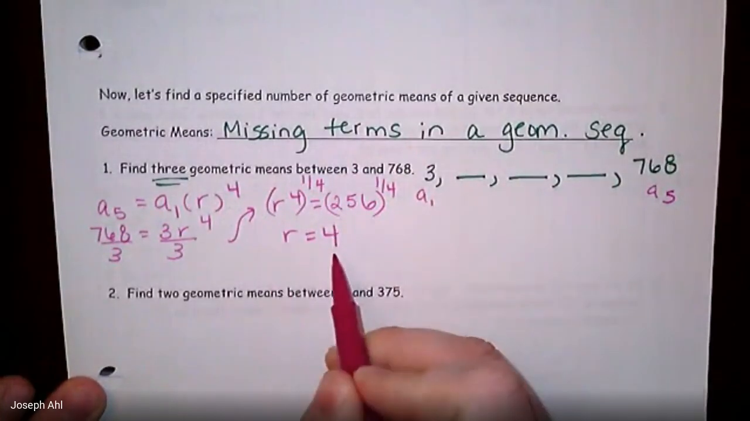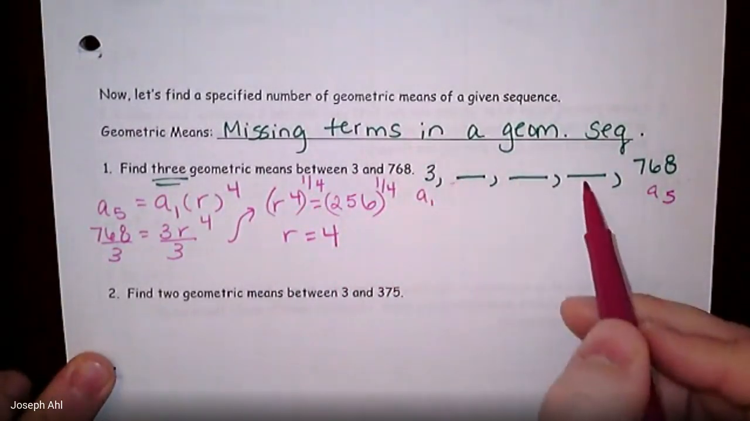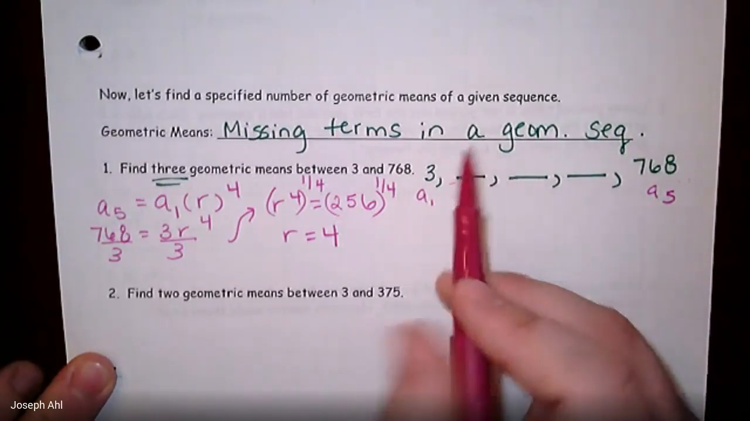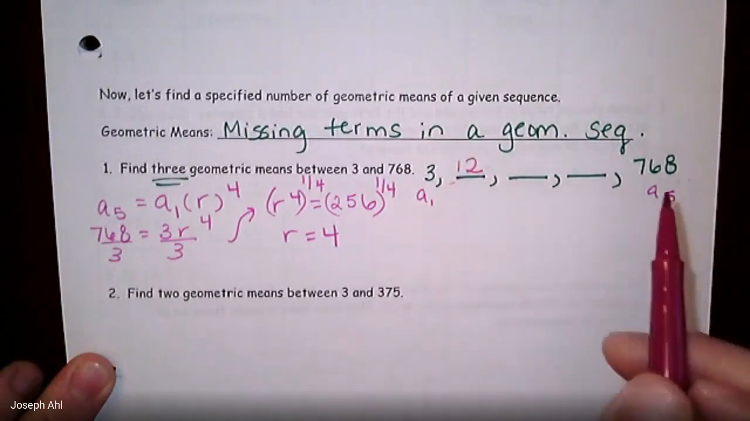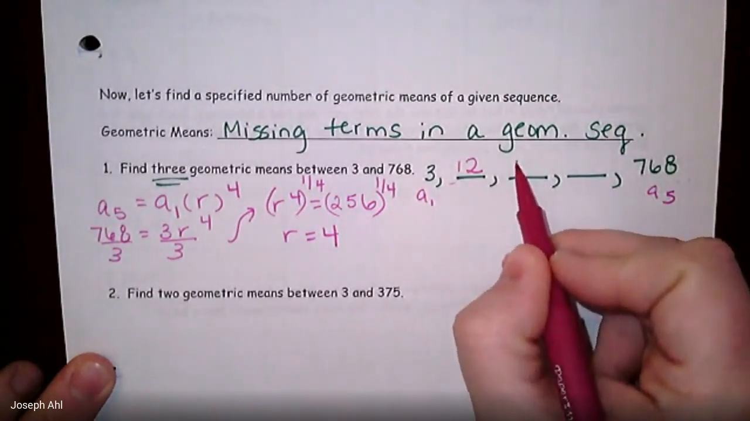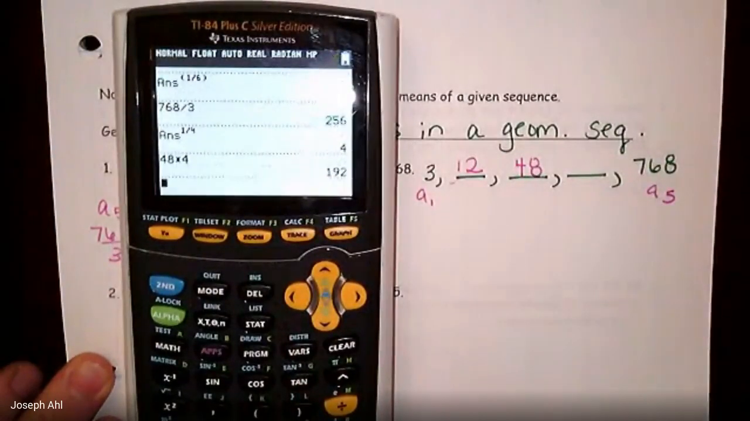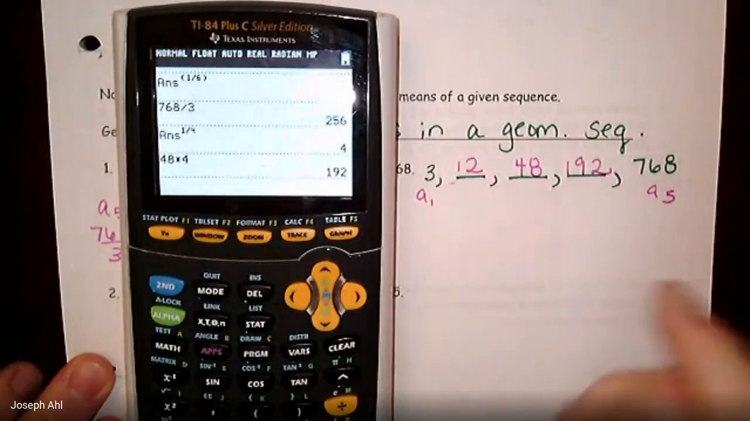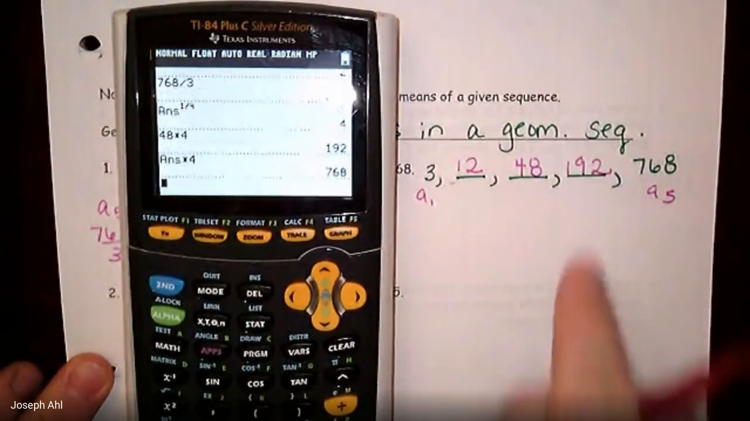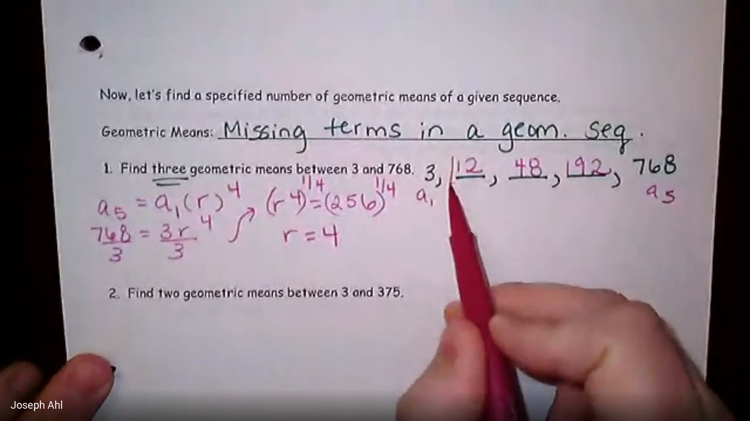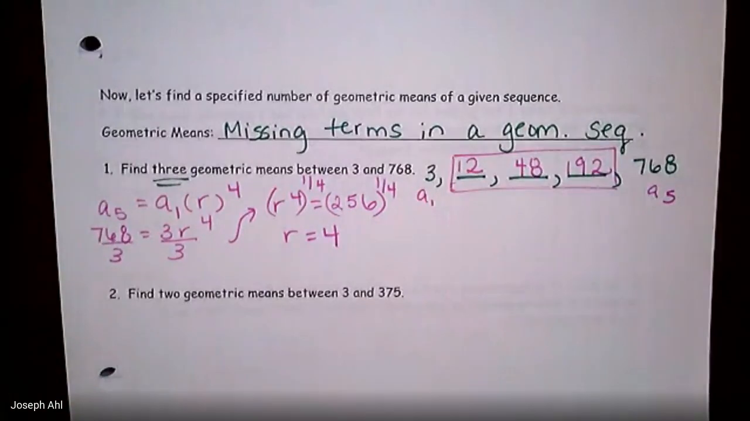So you're not quite done as soon as you write down R equals 4. I'd like you to go back to the sequence and replace those blanks with the terms that we're missing there. So if you multiply by 4, 3 times 4 is 12. 12 times 4 is 48. I'm going to cheat real quick just to make sure. I think it's 192. Yeah, 192 is this term. And you should double check that multiplying that by 4 gets you to the last term of 768, which it does. So the 3 geometric means between 3 and 768 are 12, 48, and 192.